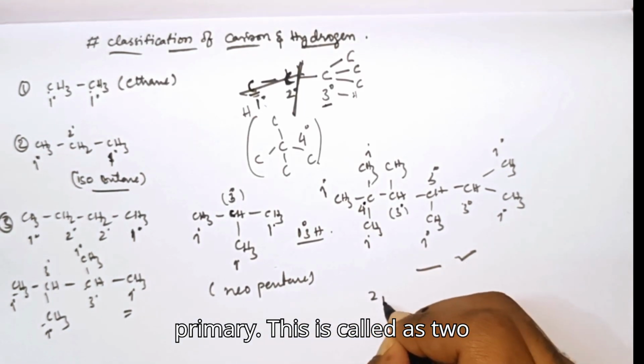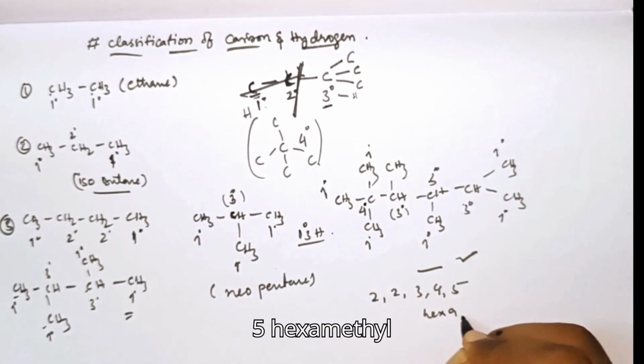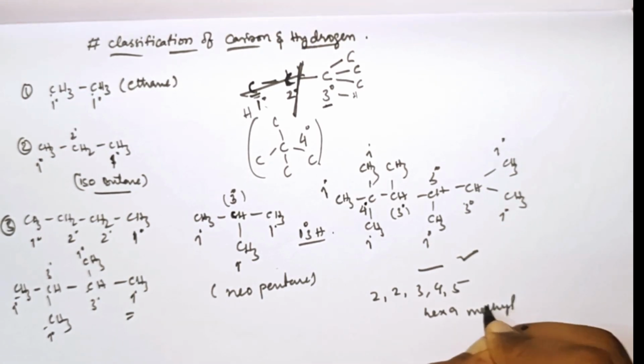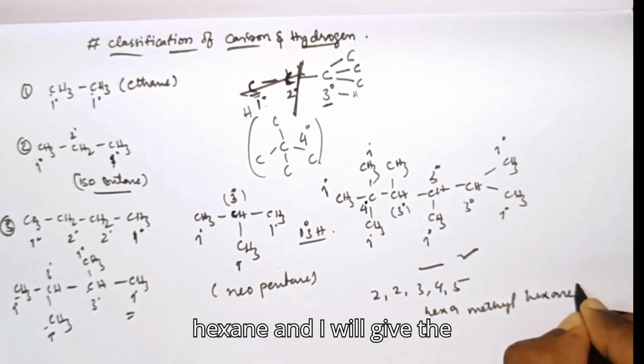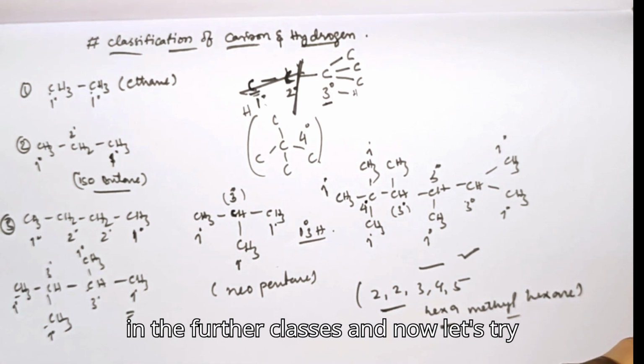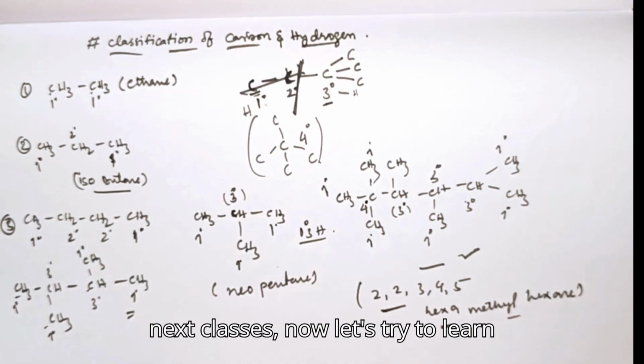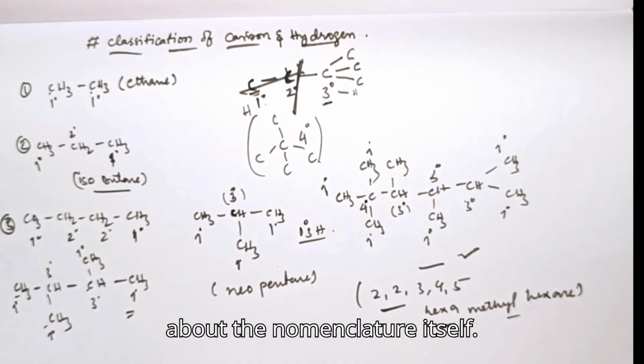This is called 2,2,3,4,5-hexamethylhexane. And I will give the nomenclature, like naming these compounds, in the further classes. Now let's try to learn about the nomenclature itself in the next classes.